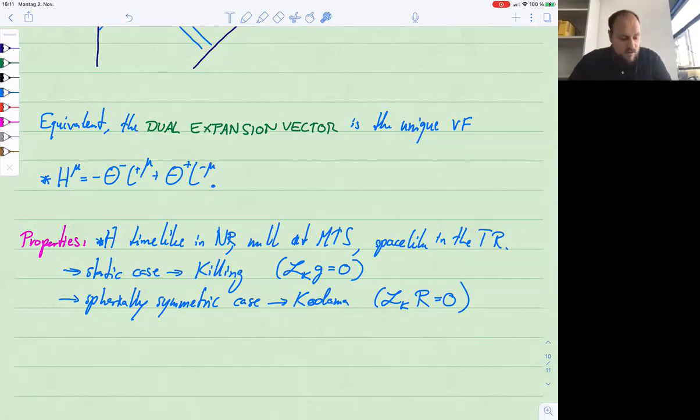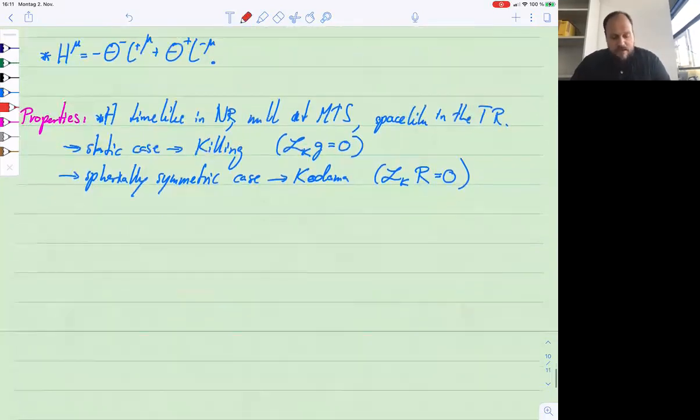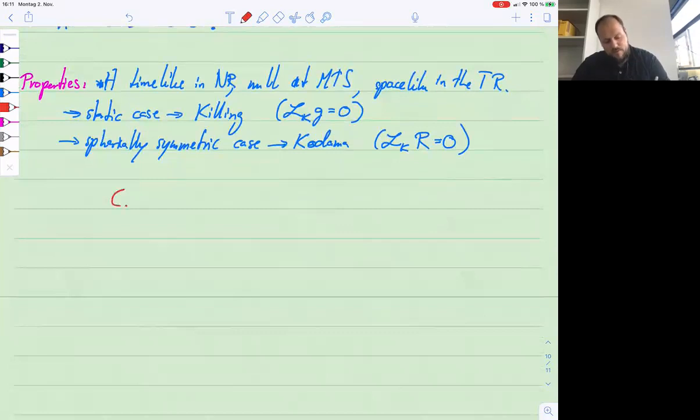Okay, so now let me make a nice example. I think it's a nice example. And then we are done. So we consider the most general spherically symmetric space-time.